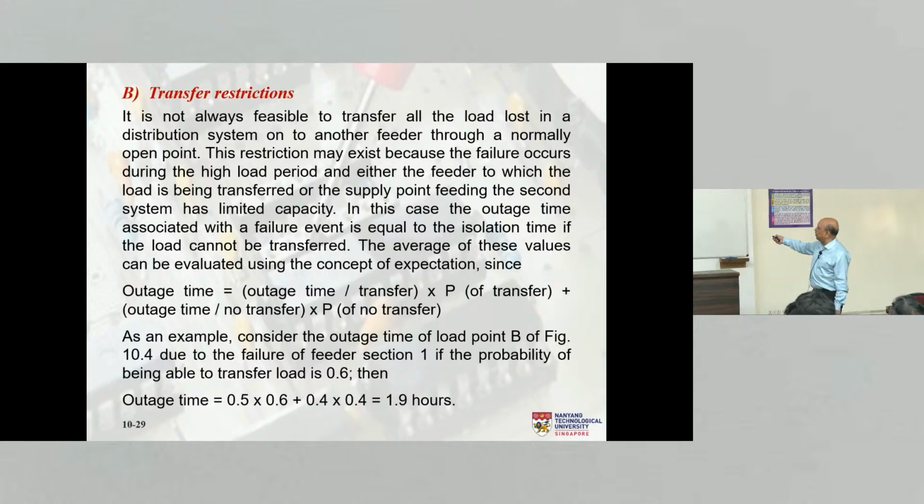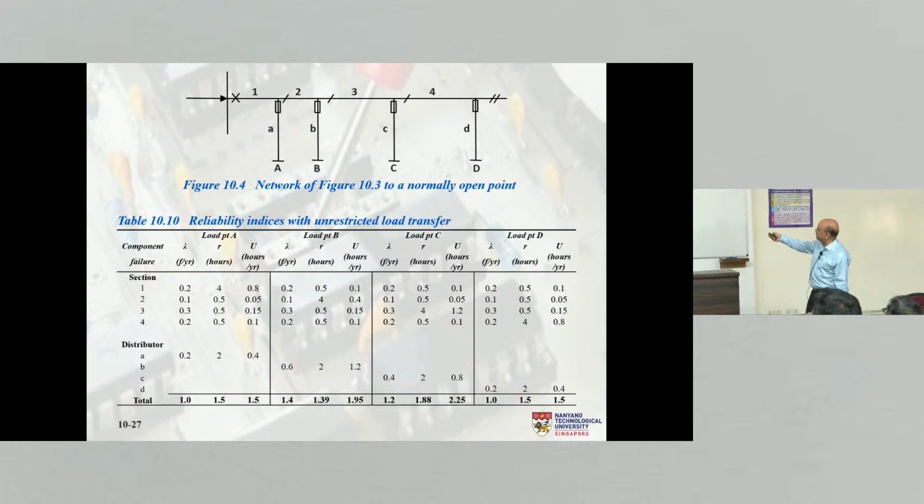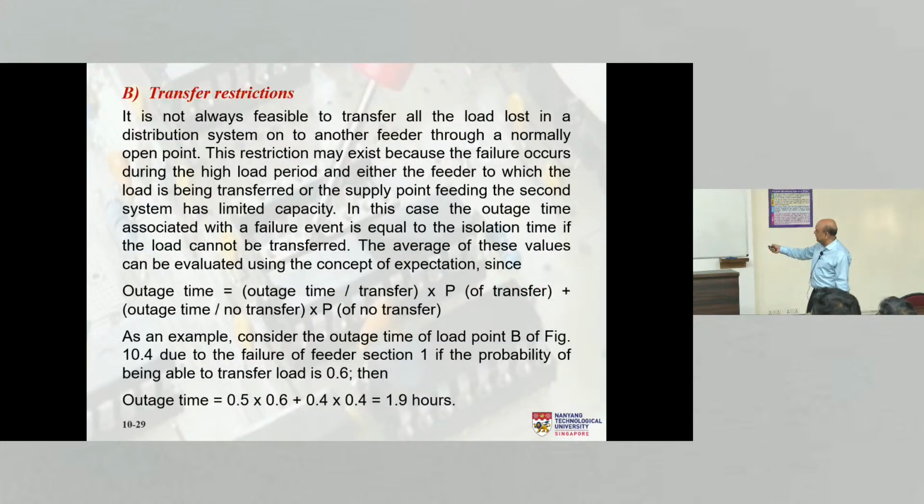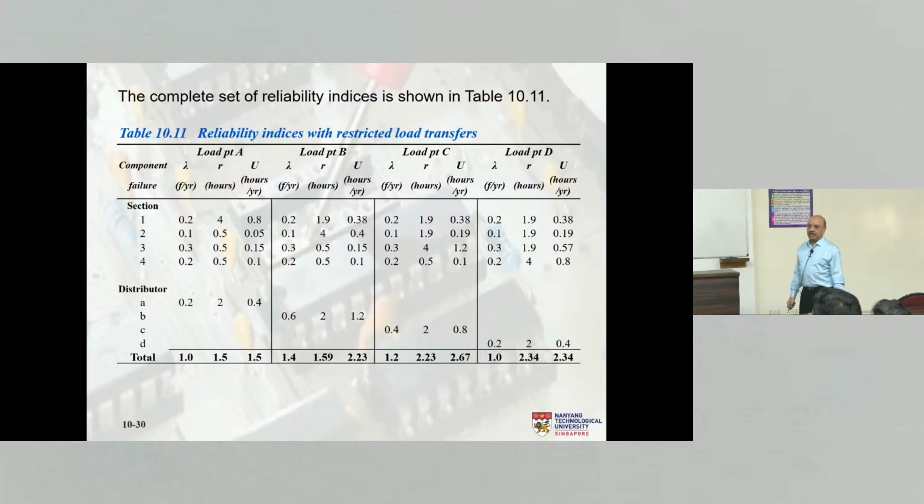Due to the failure of feeder section 1, suppose the probability of successful transfer of load is only 0.6. The outage time if there is transfer is only the switching time, multiplied by the probability of successful transfer, 0.6, plus the outage time given no transfer, and please note this should be 4.0. If there is no transfer, then it will be out for 4 hours, because you are repairing the main section. So it's not 0.4, it is 4.0. This number is correct, but the decimal got changed. It should be 4.0 times the probability of no transfer, which is 0.4. So the outage time is now 1.9 hours, and we need to consider that when we calculate the reliabilities. This is how it works out with restricted load transfer.